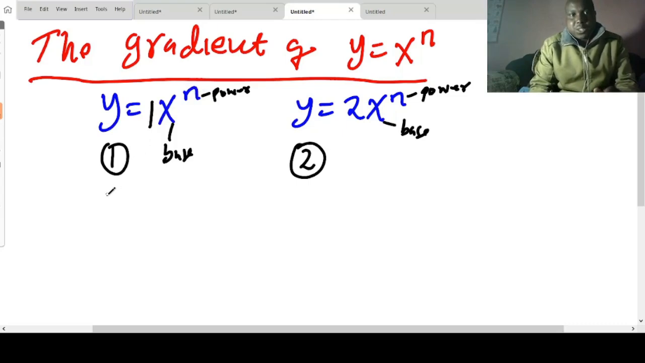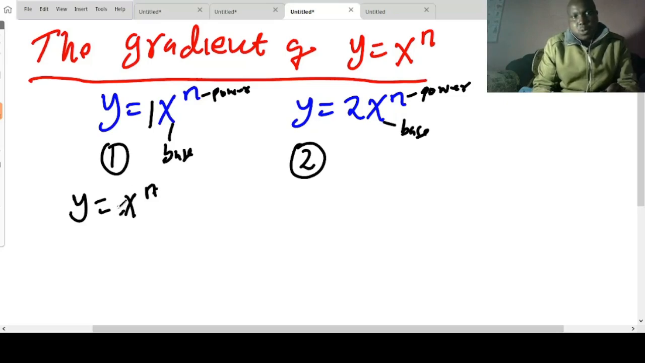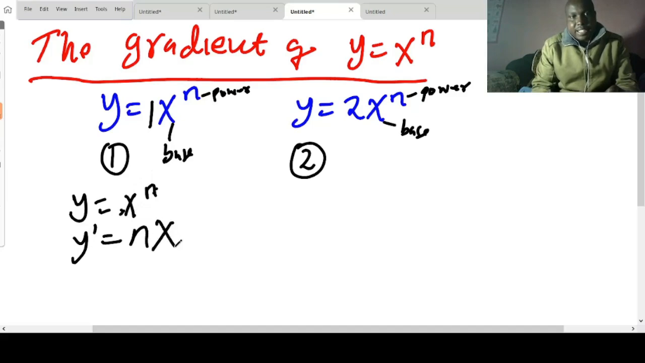I want to start with case 1. So y is equal to x raised to power n. This is the power n. I will multiply the power with the coefficient. The coefficient here is 1. So 1 times n, I will get n, and then x, and then the power n minus 1.